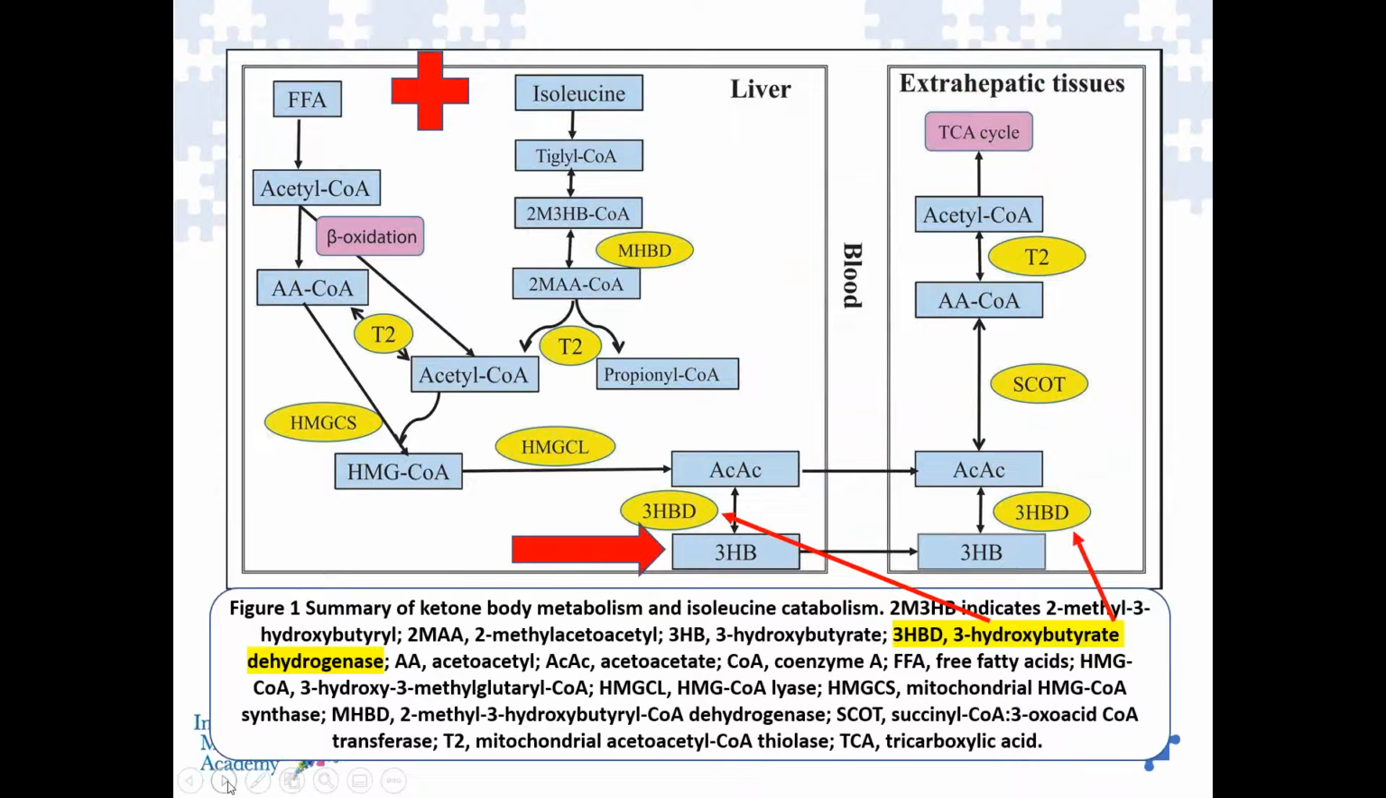Okay, so it gets produced in the liver through the breakdown of fatty acids, and then it goes on to what's called extrahepatic tissues. Think of the brain, for example, as a secondary fuel source for energy production.